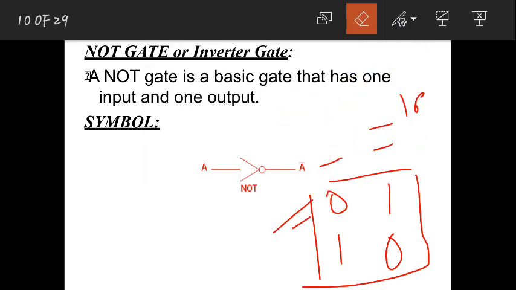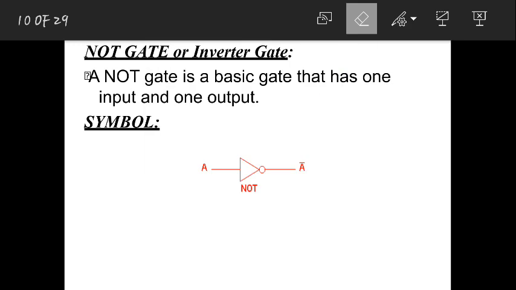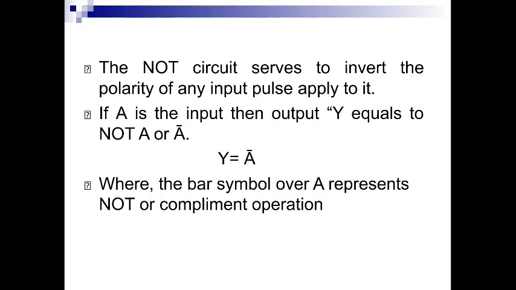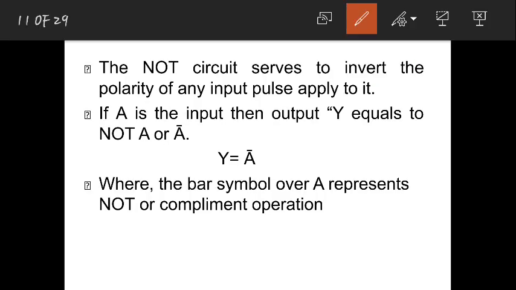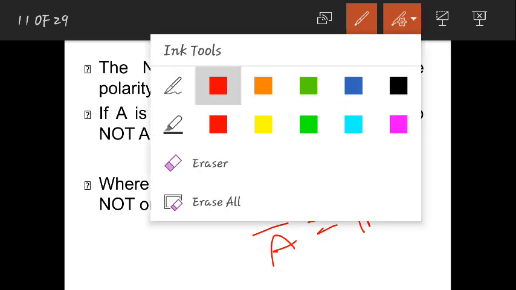We will see that in the next slide. See here, NOT gate. The NOT circuit serves to invert the polarity of any input pulse applied to it. If A is the input, then output Y equals A bar. A bar is nothing but the complement. If A is equal to 0, A bar will be the complement of A. What is the complement of A? Opposite of A, that is 1. Because A is equal to 0, A bar will be equal to 1.